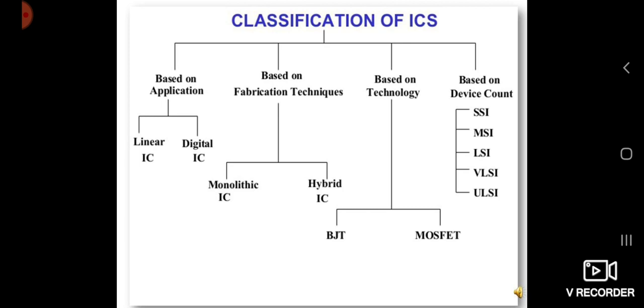Now you can see the last one, that is based on the device count, that is the number of transistors on a single chip. As I already mentioned in Moore's law, here also based on the device count on a single chip, ICs can be classified into 5 different types. First one is the SSI, small scale integration. Second one is the medium scale integration. Third one is the large scale integration, and the fourth one is the very large scale integration, and lastly it is the ultra large scale integration.